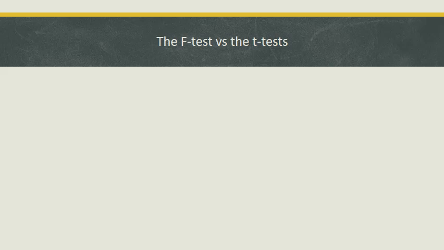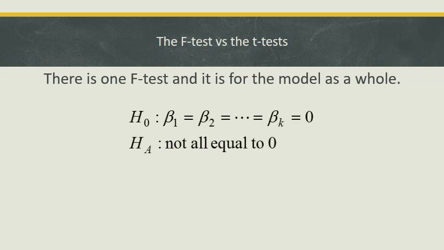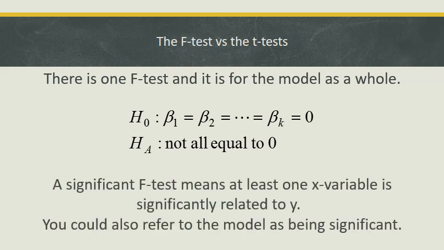Now that we know how the ANOVA table works, let's talk about what exactly it is testing. The ANOVA F test is for the overall model as a whole. The null hypothesis is that all the slope coefficients are equal to 0, which would mean that none of the x variables has any relationship with the y variable. A rejection would therefore mean that at least one of the x variables is related to y. And since at least something in the model is related to y, we could say that the model is statistically significant.